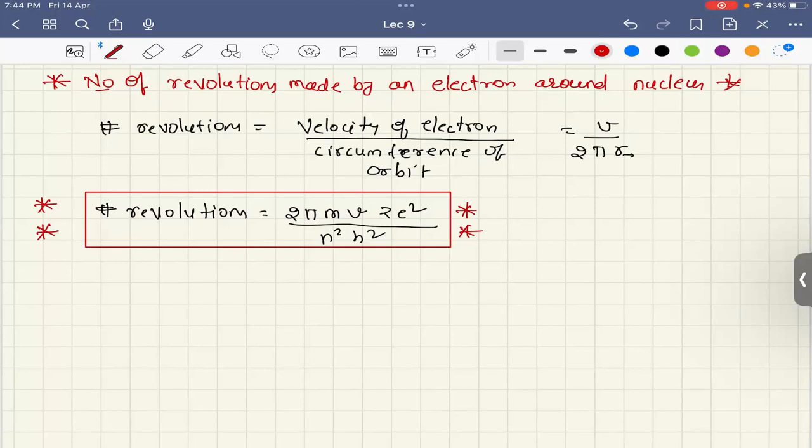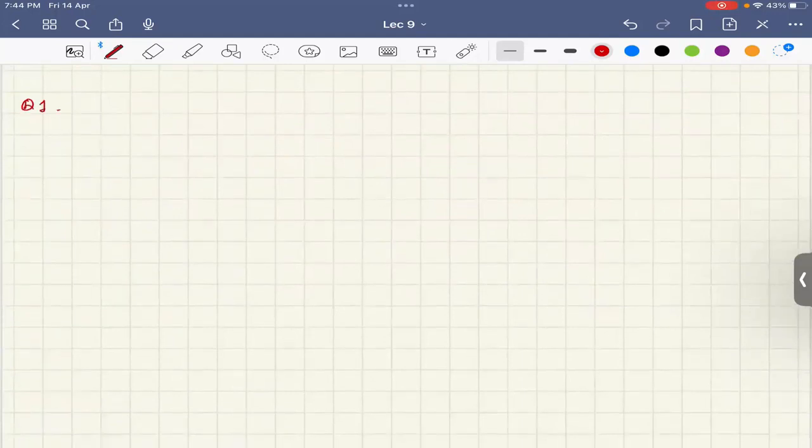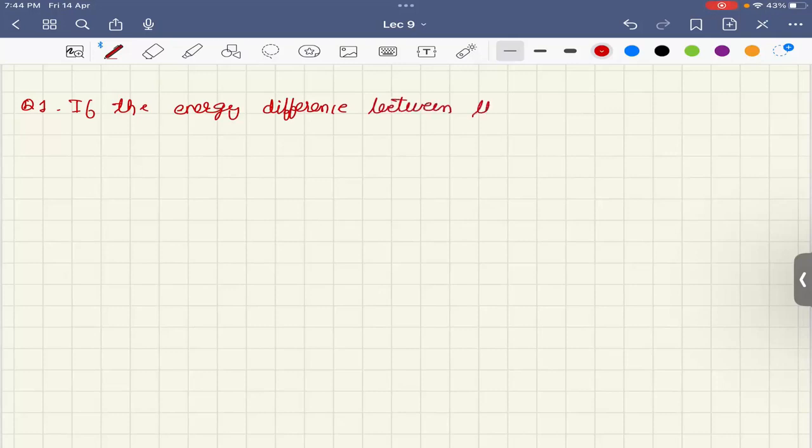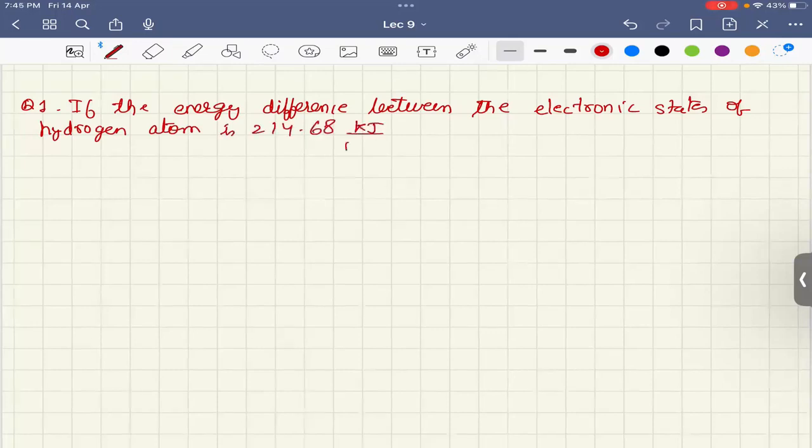So now let us try to solve some problems. Question one: if the energy difference between the electronic states of hydrogen atom is 214.68 kilojoule per mole, what will be the frequency of light?